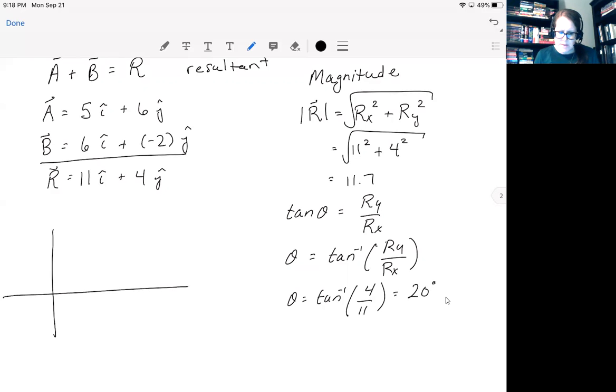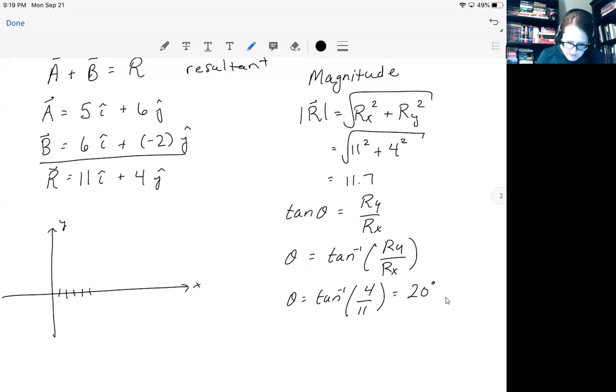So if my resultant is 11 along the x-axis and 4 along the y-axis, you'd have to draw some little tick marks in here. 5, 6, 7, 8, 9, 10, 11. And I'm going to go up 1, 2, 3, 4. And so my resultant looks something like this.